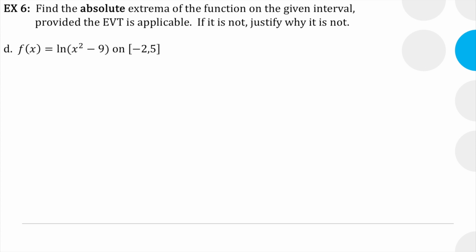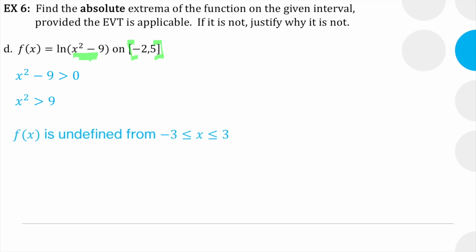Okay, part D. f of x equals ln of x squared minus 9 on the closed interval -2, 5. Well, if we're talking about a natural log here, we need to double check this because ln doesn't exist less than 0. So let's see what happens. x squared minus 9 has to be greater than 0, which means that x squared has to be greater than 9, which means that f of x is actually undefined between -3 and 3. So our theorem doesn't even apply. So we move on.